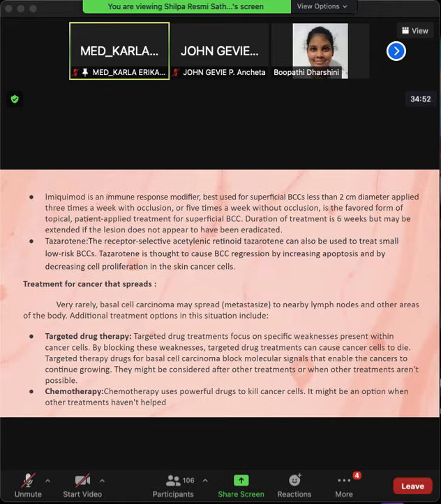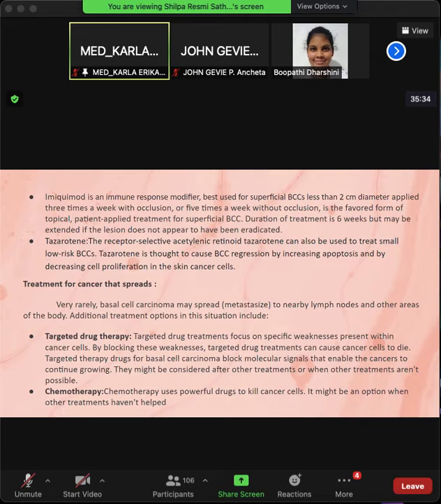Treatment for cancer that has spread: very rarely, basal cell carcinoma may spread to nearby lymph nodes and other areas of the body. The additional treatment options are targeted drug therapy. Targeted drug treatments focus on specific weaknesses present within cancer cells. By blocking these weaknesses, targeted drug treatments can cause cancer cells to die. The targeted therapy drugs for BCC block molecular signals that enable the cancers to continue growing. They might be considered after other treatments or when other treatments aren't possible. Next is chemotherapy. Chemotherapy uses powerful drugs to kill cancer cells. It might be an option when other treatments haven't helped.